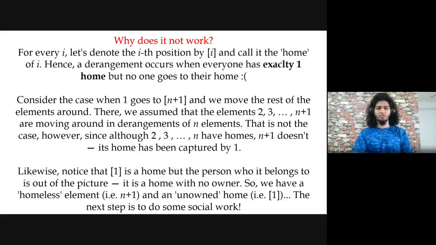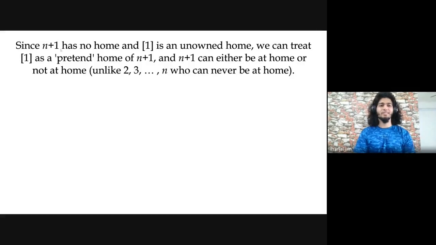So first, let's also notice that 1 is a home which doesn't have an owner. So the owner of the square bracket 1, which is the element 1, is sitting in the n plus 1 position. So it doesn't require its home. So essentially, this home has no owner, it's an unowned home. And likewise, we have a number which has no home. So we have a home which has no owner and a number which has no home. So we'll do some social work. What we'll do is we'll give this number without a home.